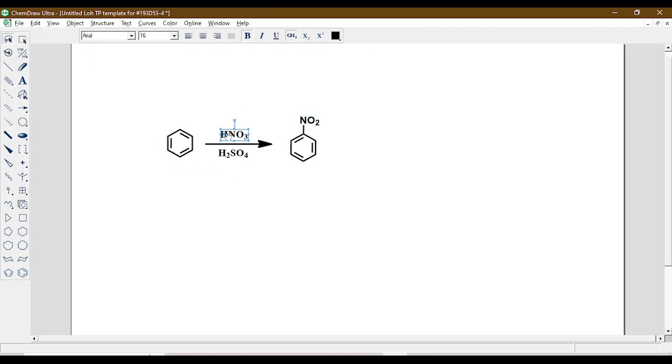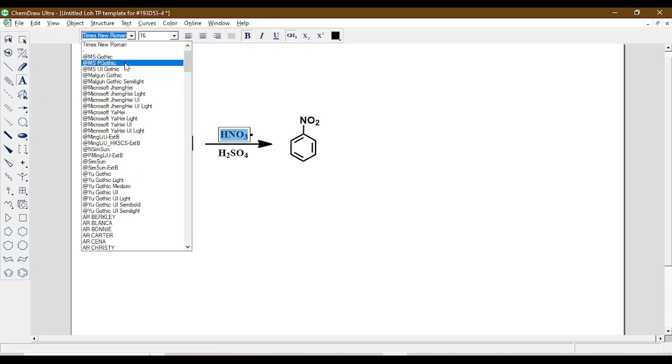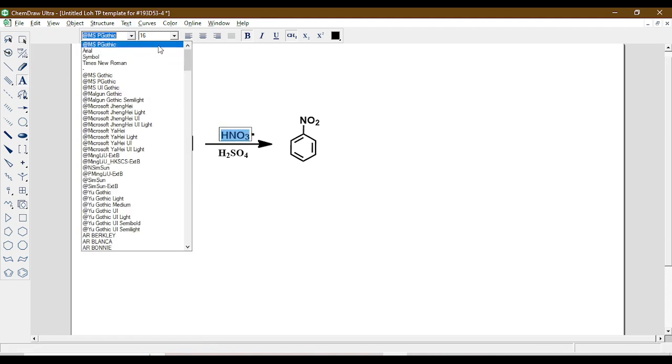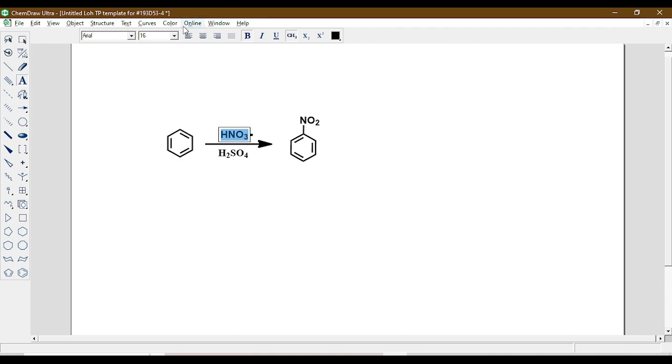Suppose you feel like the font is not good, double tap on this and then select A, and you can change whatever font you like, and you can also change the font size. So whatever, it can be done here. So this is the way you draw a scheme.